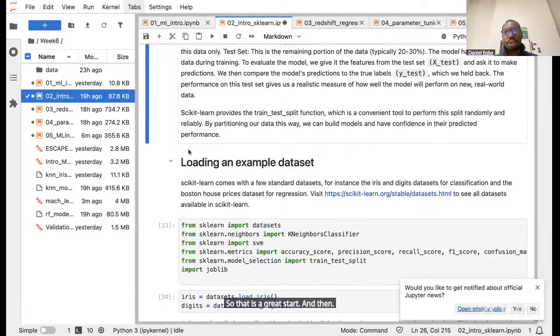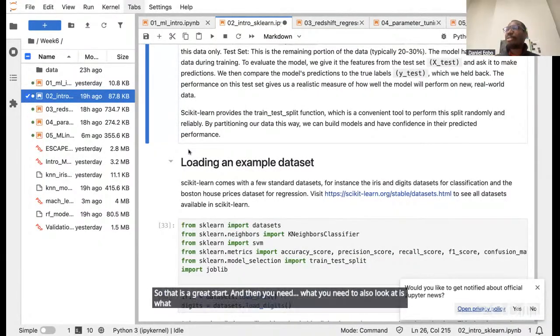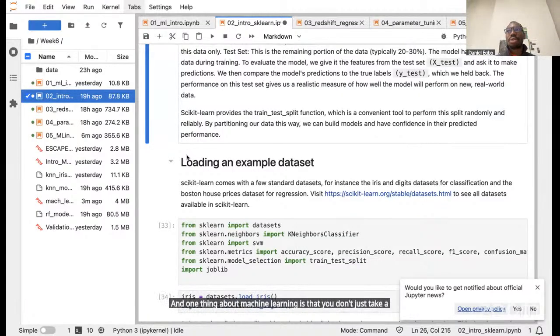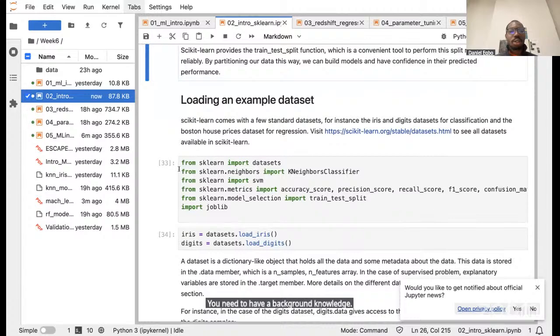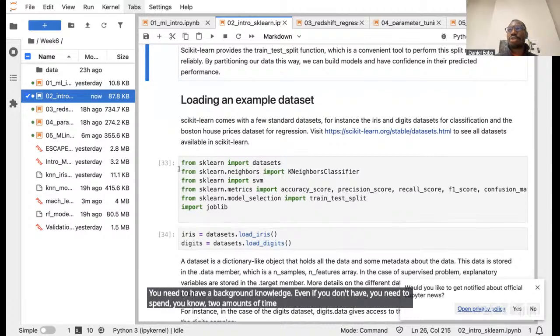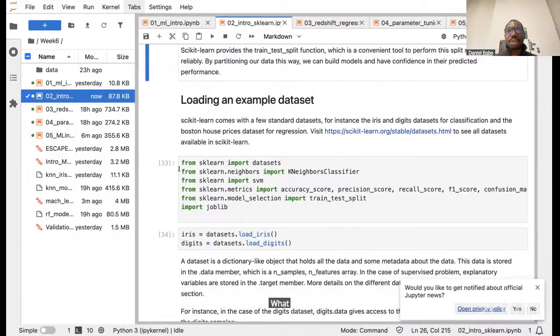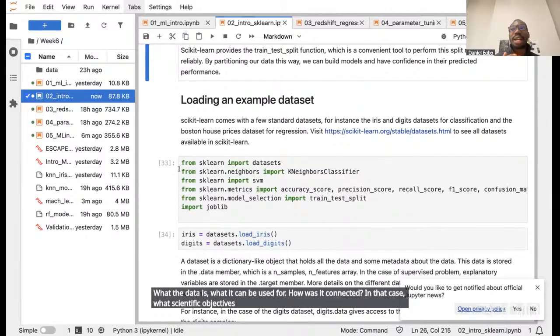And then what you need to also look at is what features are relevant for my machine learning task. And one thing about machine learning is that you don't just take random data and start training. You need to first and foremost understand the data sets, the objective, the science of what you want to do, because this is why the field is called data science. You need to have background knowledge. Even if you don't have it, you need to spend a little time to go through articles, research papers, documentations to understand what the data is, what it can be used for, how it was collected. In that case, with the scientific objectives, you can begin to understand the kind of objectives you can achieve with the data.